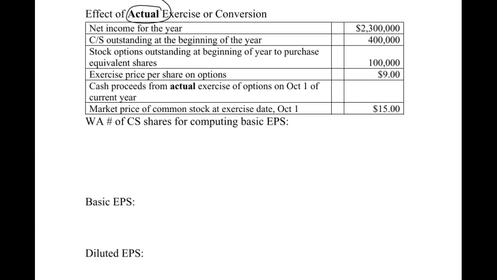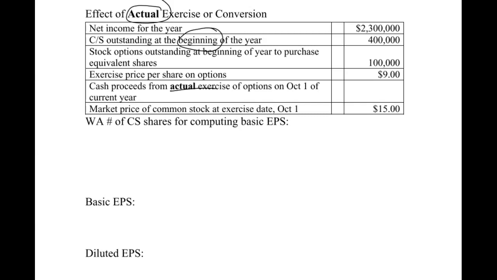Remember, the actual exercise or conversion is an actual event, and that will affect the basic earnings per share as well. We have a lot going on in this problem, and sometimes this gets a little confusing, so let's walk through it. We get net income and common stock. You notice this doesn't say during the year, it says beginning of the year. That should tell you right there you're probably going to have some sort of stock transaction, which means you're going to have to calculate weighted average shares. Stock options: 100,000, exercise price is $9, and then on October 1st, the actual exercise of the options. The market price on that date was $15.